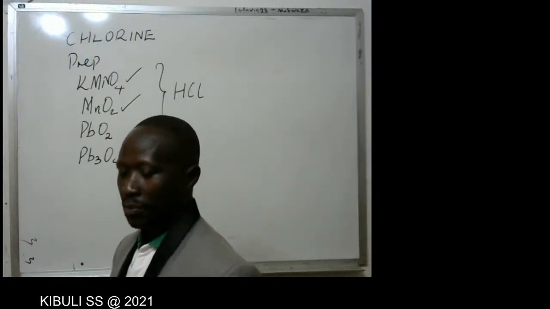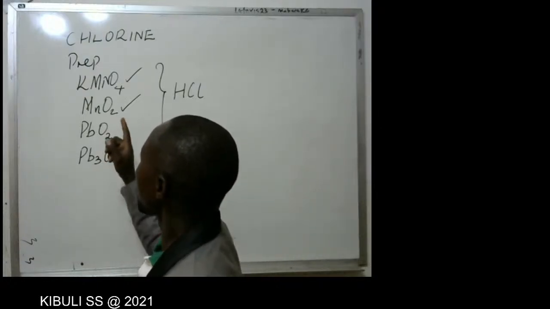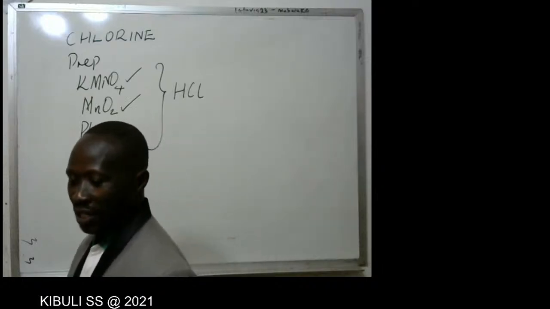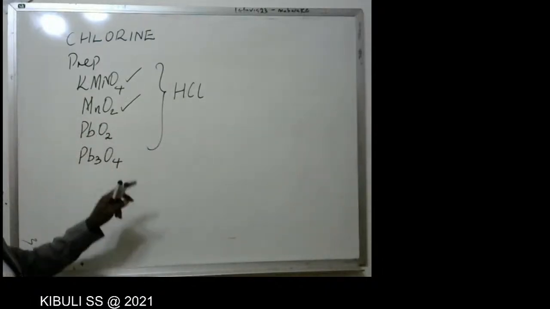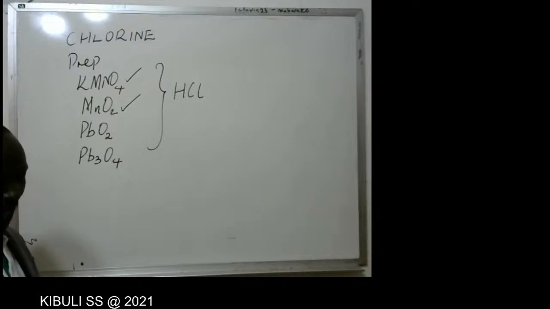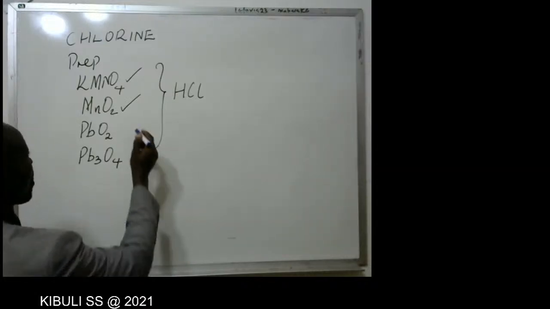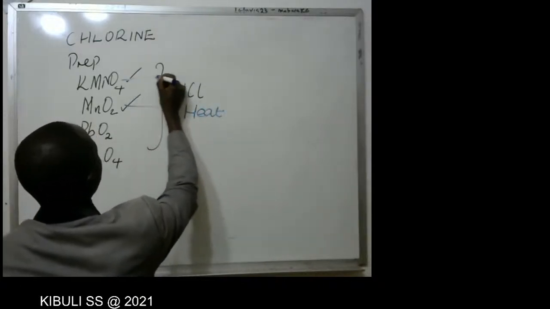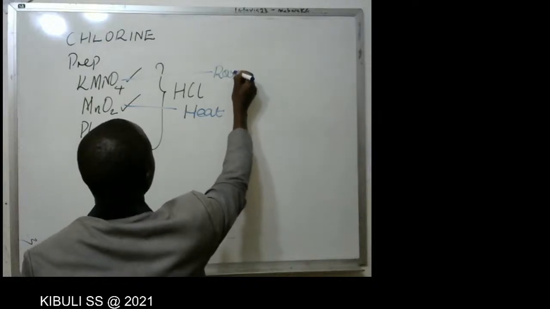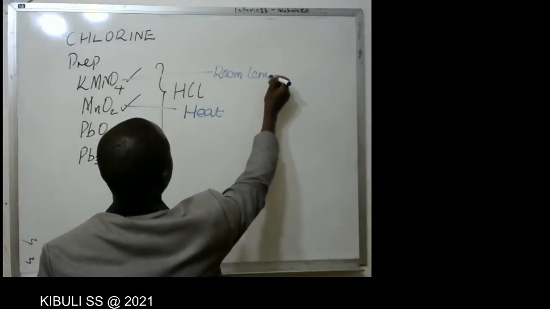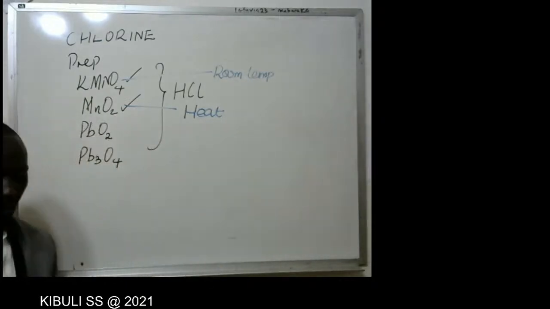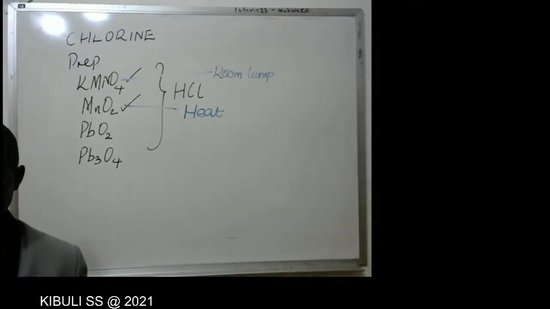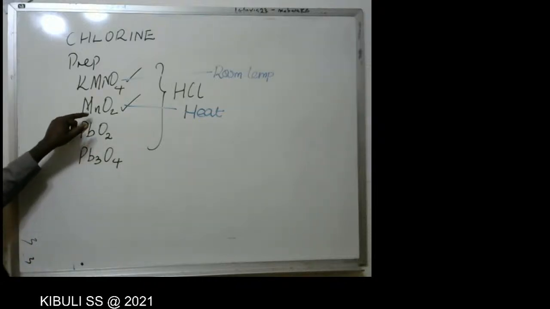As a recap on last week's lesson, it is important that you remember that manganese 4 oxide requires heating, while potassium manganate 7 does not require heating. So here we need to heat. Here the reaction takes place at room temperature. What does it mean? It means that potassium manganate 7 is a very powerful oxidizing agent compared to manganese 4 oxide.